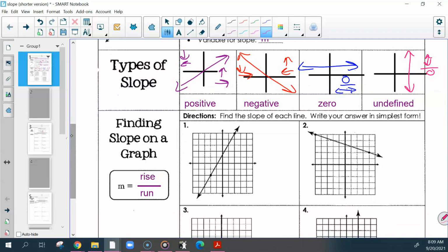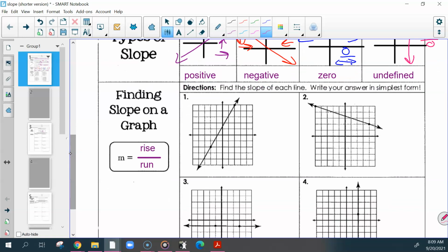So when we're looking for slope on a graph, one, we're trying to figure out which of these it is: positive, negative, 0, undefined. But also, what is the slope, to find the actual numerical value. So the easiest way to do this is to look for 2 points that cross grid lines exactly. Now, these points are drawn in. I can see that this point and this point cross the grid lines exactly. But if I didn't see those and I was looking, I could also look at this point.